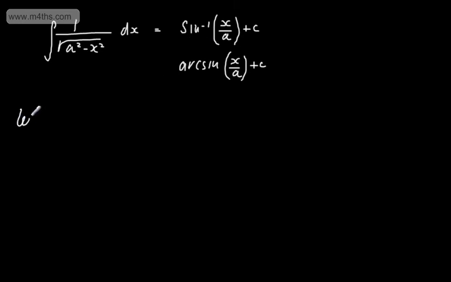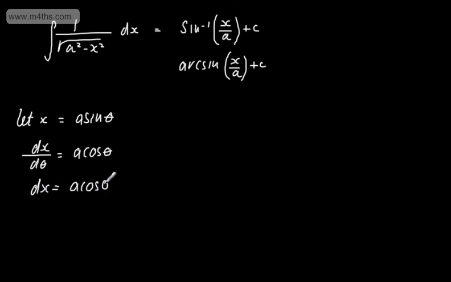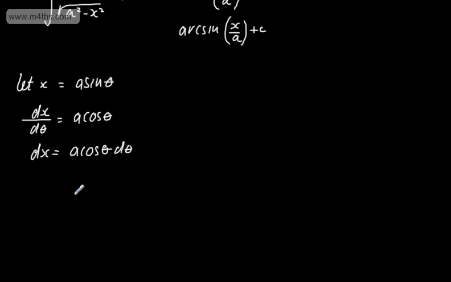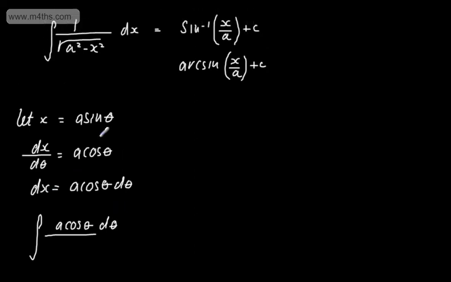If we let x be equal to a sine theta, we can differentiate both sides with respect to theta. We have dx d theta will be equal to a cos theta. So we can write that dx will be equal to a cos theta d theta. So using integration by substitution, we now have the integral of, and in the numerator, a cos theta d theta, simply using the substitution for dx.